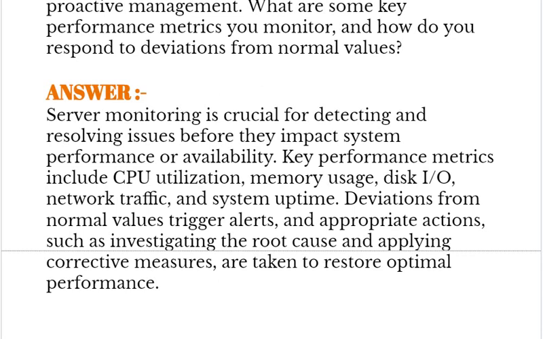system performance or availability. Key performance metrics include CPU utilization, memory usage, disk I/O, network traffic, and system uptime. Deviations from normal values trigger alerts, and appropriate actions, such as investigating the root cause and applying corrective measures, are taken to restore optimal performance.